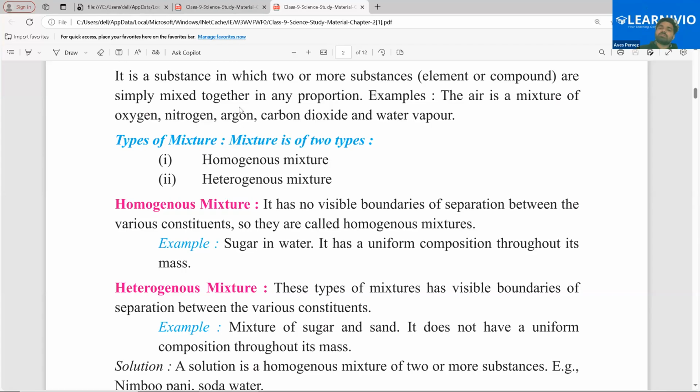By filtration, they cannot be separated. They can be separated by evaporation or some other methods. By filtration we can separate if the particle is big enough, because then it cannot pass. If the particle is so small that it can easily pass through the filter paper, then we cannot separate it.